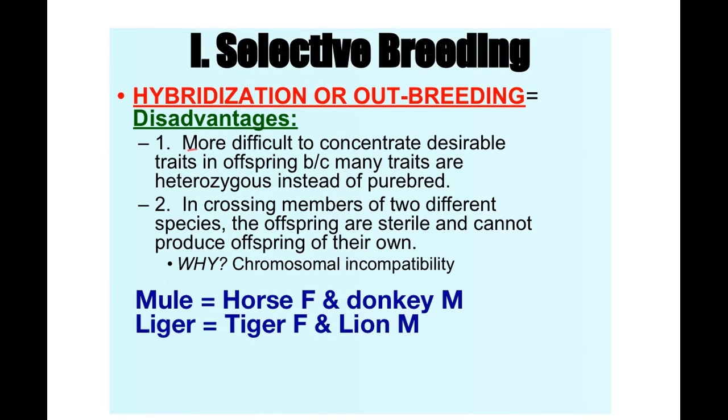It is more difficult to do. If you're only concentrating on one trait, say like having cats with very, very short hair, that is kind of easy to do.